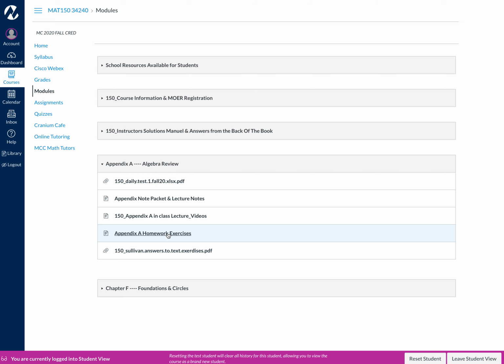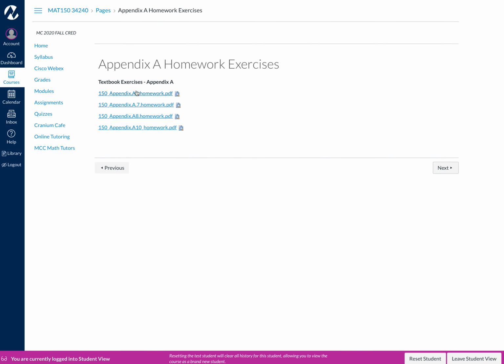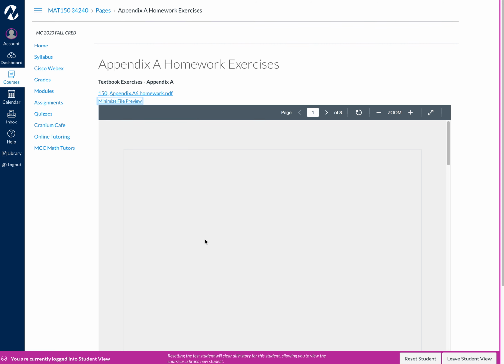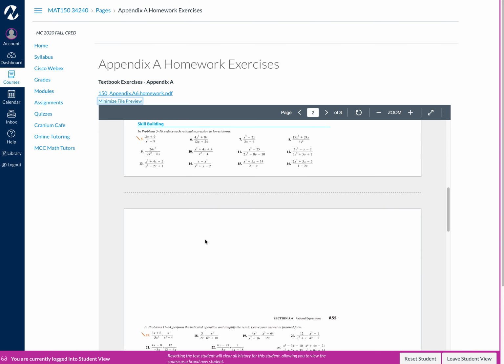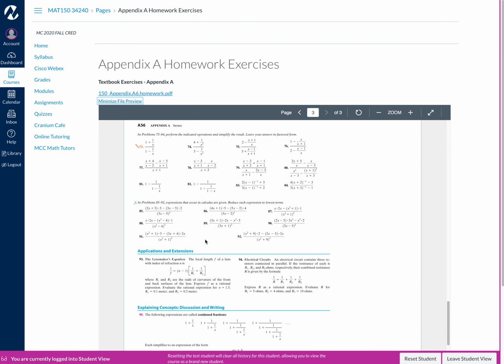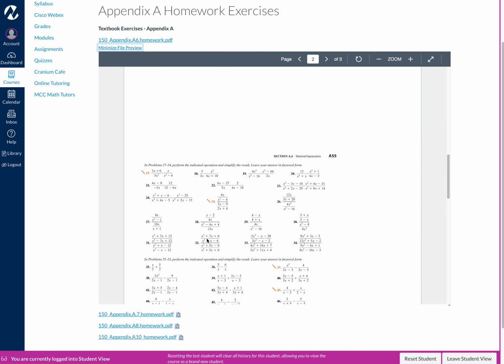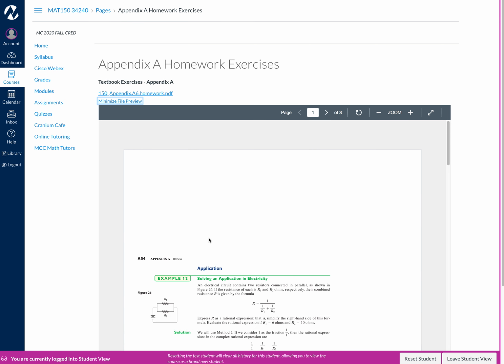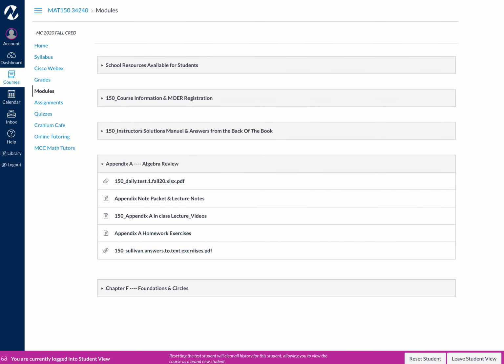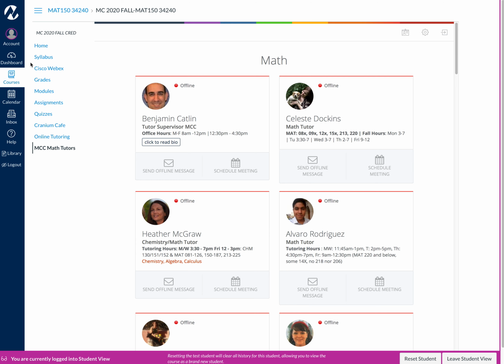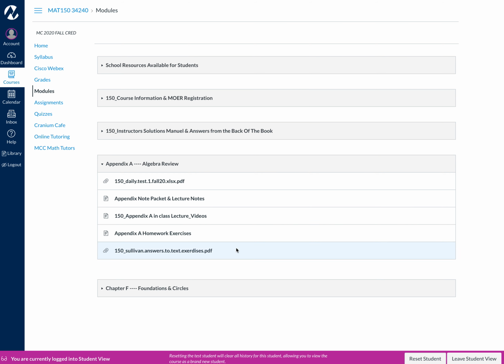Here are the homework exercises. This is what I mean. I provide you what you need from the textbook. This is the first set of homework exercises, but these are literally the pages from the textbook, which is why you don't need a textbook. So I've downloaded these, and these are the exercises I want you to work from, and this is what you would turn in. So that's why you don't really need a textbook. Oh, well, I went back too far. And then here are the answers to the exercises.